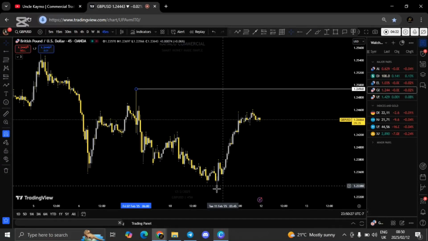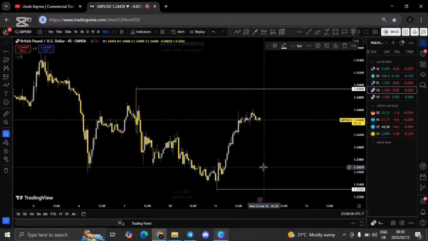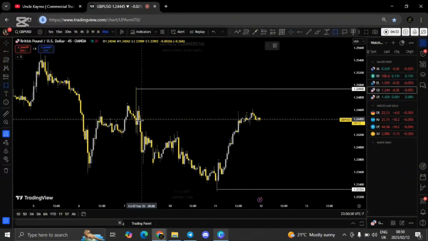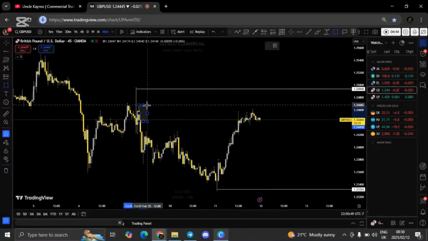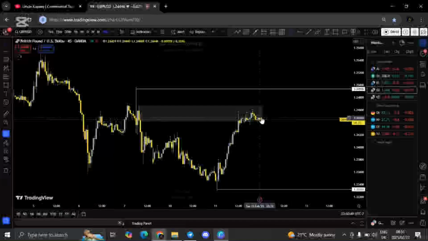So this is basically my playground. This is where I'm focusing on currently, and on the 45 minutes time frame, we're having a supply zone here, of which the price is currently at. And if I stretch it to that side, you can see we are still inside that supply zone. And going to, wait, let me use this.